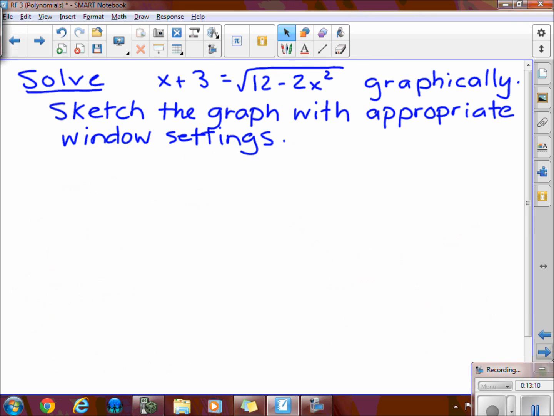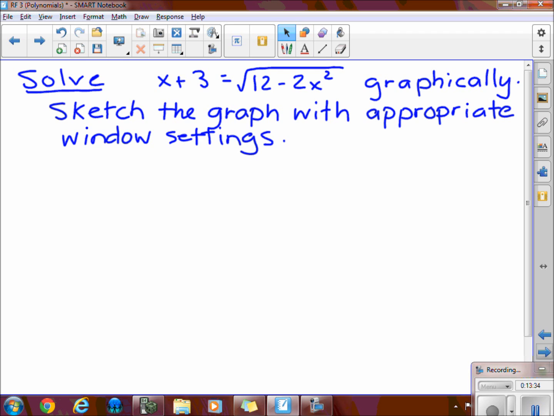So we'll finish this lesson with doing a radical equation straight graphically, no more algebra, and we'll show how we can get the answer as well. So we're going to solve x plus 3 equals the root of 12 minus 2x squared graphically. We're going to sketch it with appropriate window settings and find our answers.